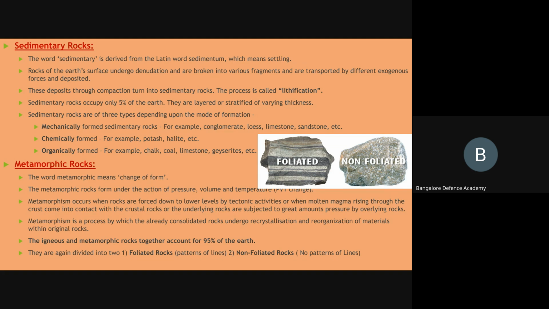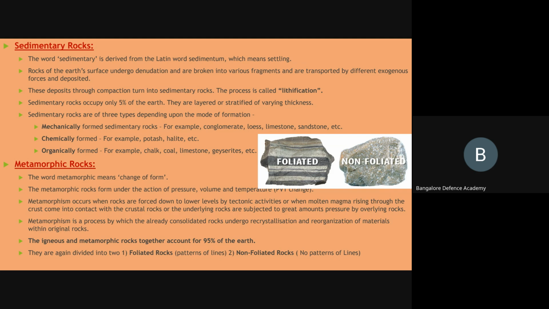It is the starting stage. So depending upon that, one is called mechanically formed, like conglomerate. Loess is another type of sedimentary rock, where you can observe this type of sedimentary rock in the foothills of the mountains. The sediments which are brought down by the mountains, the dust and everything, will be settled down, and the sediment brought from the mountains is converted into sedimentary rock. That is called loess.